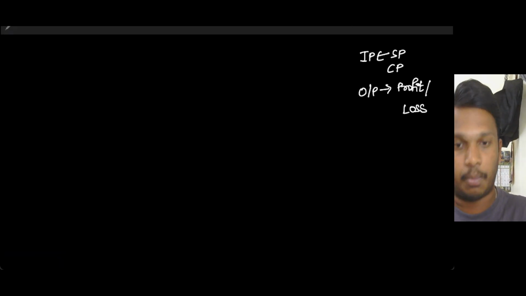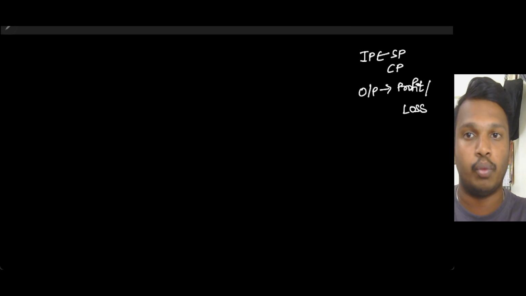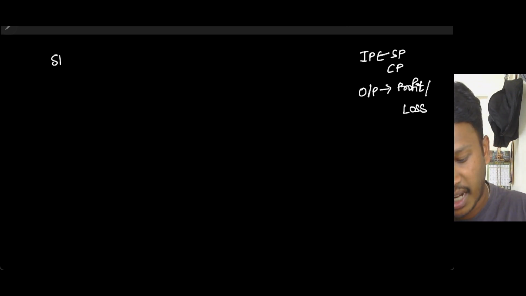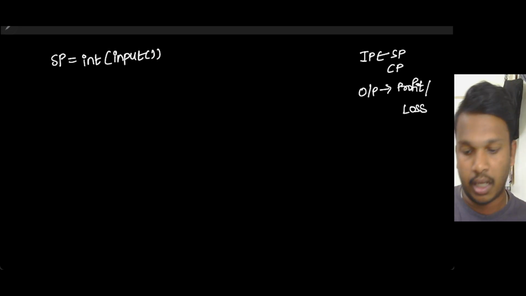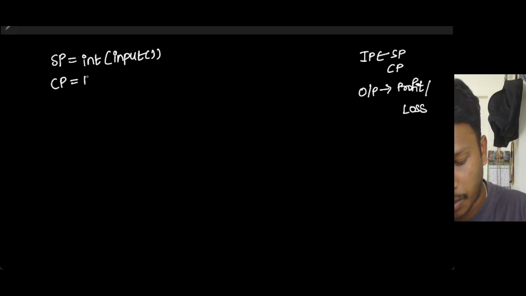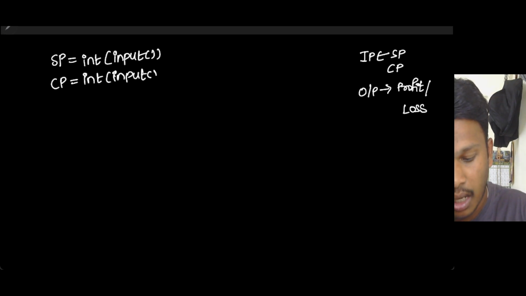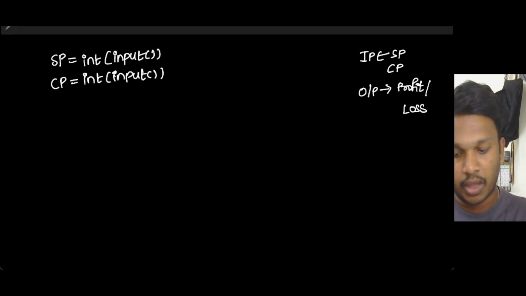Now if you are starting the program, first we need to take the input. Selling price is equal to, we need to typecast, right, int of input of, that's all. We'll get the selling price. Now cost price is the same. Again I am typecasting. If you don't know typecasting, please see in the series what typecasting is. I explained it already. Now we got these two.